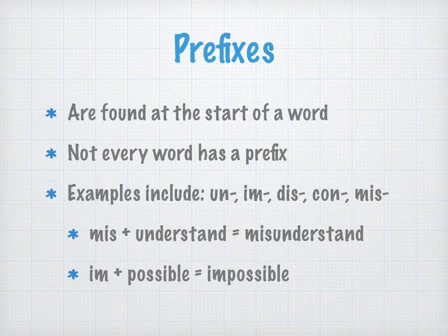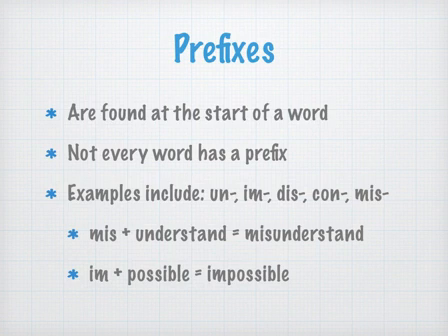So, prefixes. These are found at the start of the word. Now, it's important to remember that not every word has a prefix. And these can change. There are no set rules for these, no set formula, because English, as you probably figured out, is a language that's been patched together from many, many different languages.